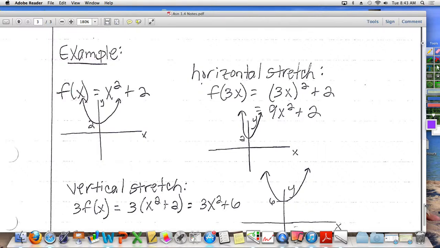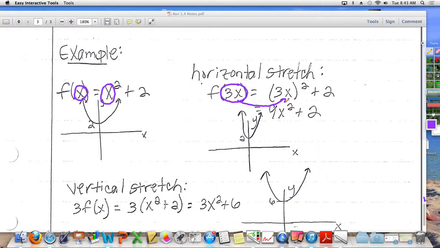So if you're going to do a horizontal stretch, remember you have to take all the x values and multiply them by some constant. So in this case, what I'm asking you to do is replace the x in our original function with 3x. So we're doing a horizontal stretch. It's going to be 3 times bigger. So we're going to take every x value. Everywhere you see an x, you have to replace it with 3x. So I take the x squared from our original function and I replace it with 3x. So we have 3x squared, and then you add 2 onto it at the end. When you square 3x, you get 9x squared. Notice the 2 did not change.